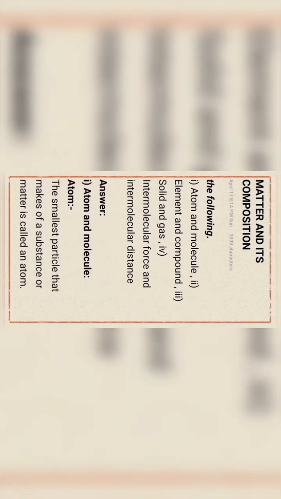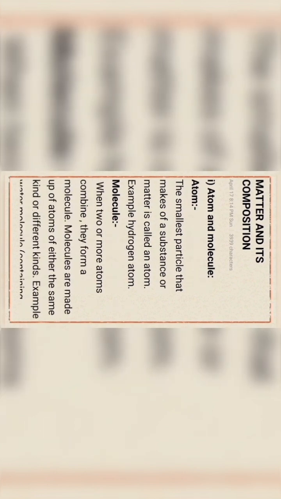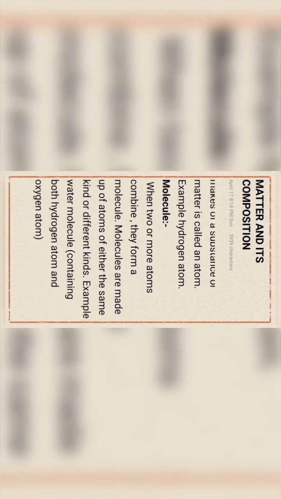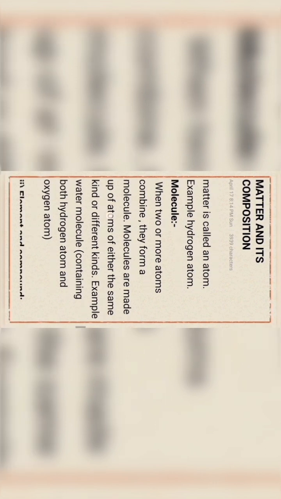Now discuss number 1, atom and molecule. Atom, the smallest particle that makes up a substance or matter, is called an atom. Example, hydrogen atom. Molecule, when two or more atoms combine, they form a molecule. Molecules are made of atoms of either the same kind or different kinds. Example, a water molecule containing both hydrogen atoms and oxygen atoms.